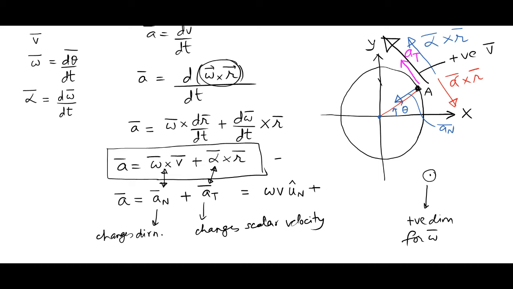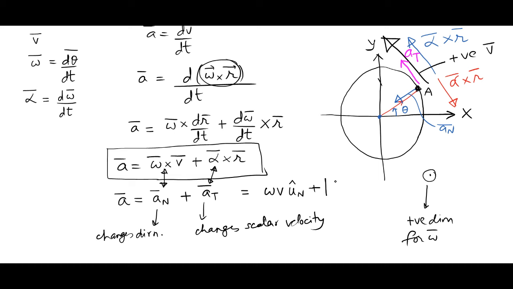So let me try to write alpha bar cross r bar in the same way. Recognize first of all that alpha bar and r bar are mutually perpendicular vectors, and therefore the magnitude of alpha bar cross r bar is going to be mod of alpha bar times mod of r bar into sine of 90 degrees, which is 1.